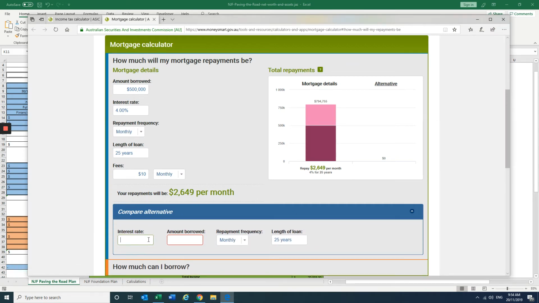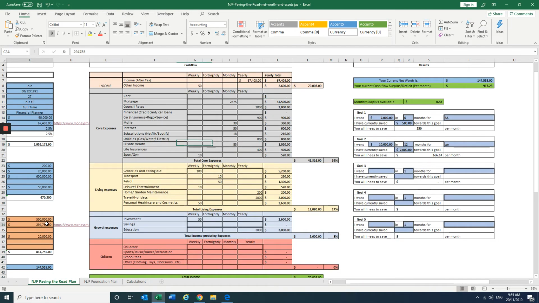Alternative strategy. Interest rate stays at 4, amount borrowed stays at 500,000, but this might go down to a few years. Let's see what that does. 2,861. You can see here, by adding an extra 175, I can take almost 3 years off my loan. And this now goes to 255,279 instead of 294. So I've saved $50,000 off the amount that I will pay to my mortgage by allocating an extra $175 to my mortgage per month. So 255,279, and that will go back into here.